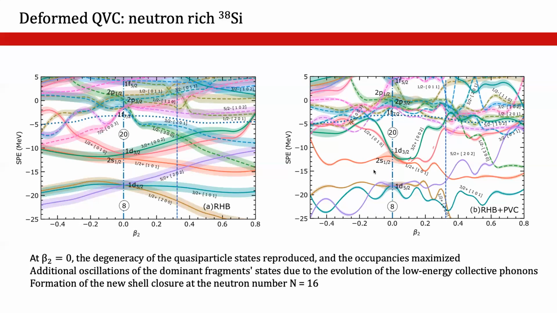And another thing we can observe here is the formation of a new shell closure at N equals 16. Here we can see a new shell gap exists. And here is the potential surface minimum, where beta 2 is equal to 0.3. And here we can see a new shell closure.